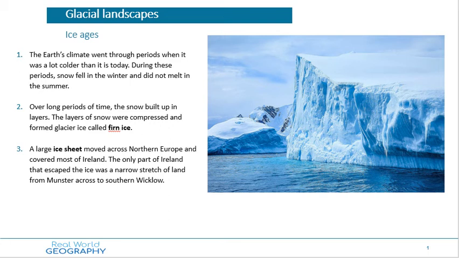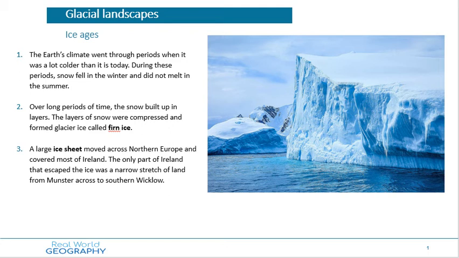Over long periods of time, snow has built up in layers, okay? The layers of snow were compressed and formed glacier ice called firn ice. Now, you might think, okay, it snows. Why did the snow not melt? Well, guys, this is back at a time during an ice age, and Ireland was a very cold place, and the world was a very cold place, and there was no summer. The temperature was always below freezing. So when it snowed, the snow would stay there.